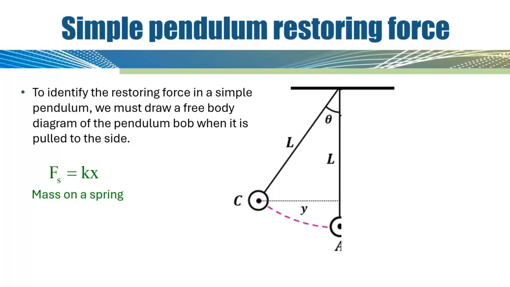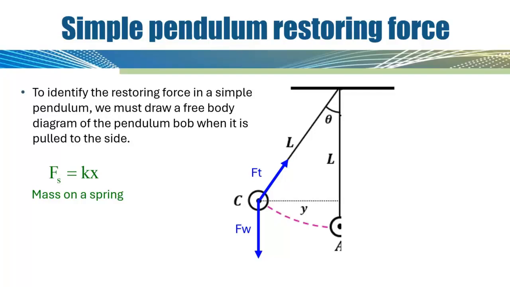So let's start by drawing a free body diagram of the pendulum bob when it's pulled to the side. The first force that acts on the bob is Fw, and I'm drawing that pointing straight down. And there's also tension in the string that we can label as Ft. And those are the only two forces that should be drawn on the free body diagram when the pendulum bob is at the side. So where's the restoring force? The restoring force turns out to be a component of Fw.